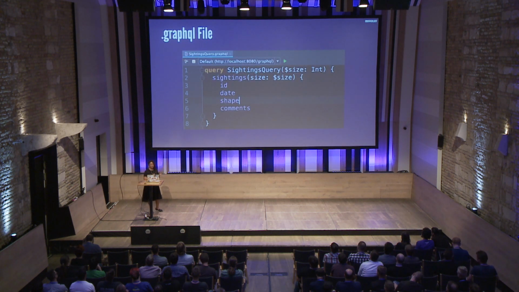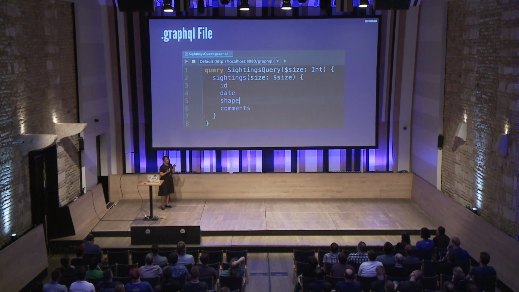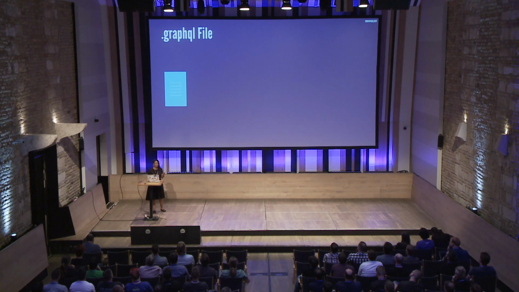So we need to have that locally, and then finally is the .graphql file, and this file is going to hold all of the queries that we want to execute. So we've seen this one before, where we're going to get a list of UFO sightings, we're using the same $size for our variables, and then we're specifying the few fields that we're going to use inside of our Android application.